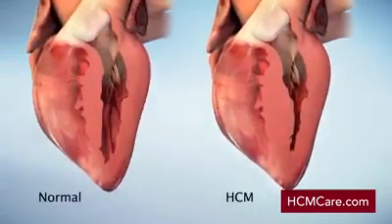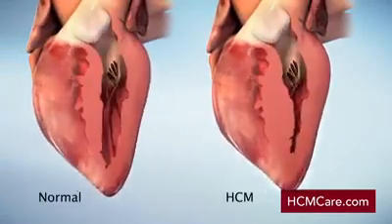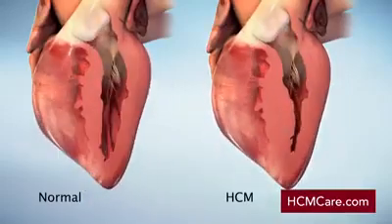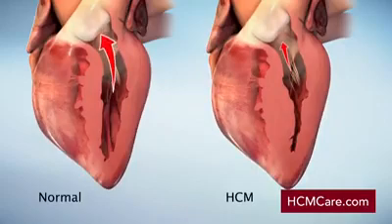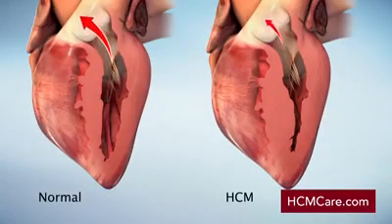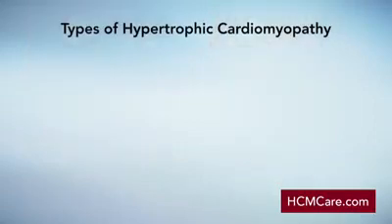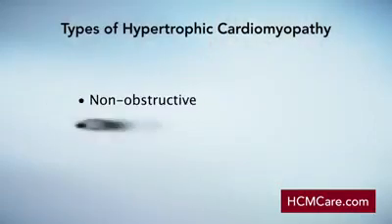The left ventricle may also become stiffer, contract harder, and relax less between contractions. These problems make it harder for your heart to fill and pump more blood as is needed during exercise. Hypertrophic cardiomyopathy can be non-obstructive or obstructive.